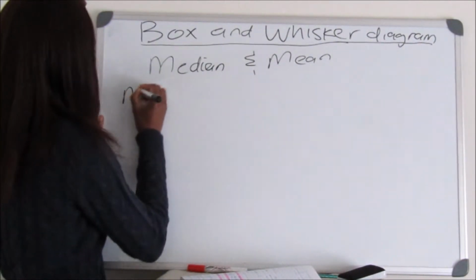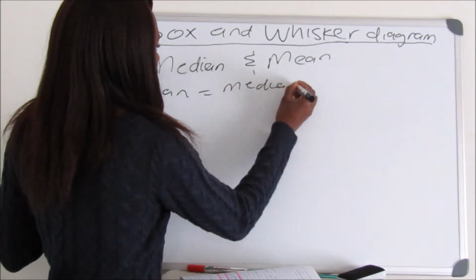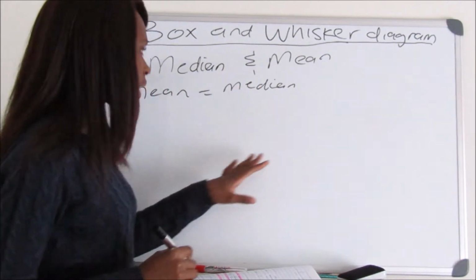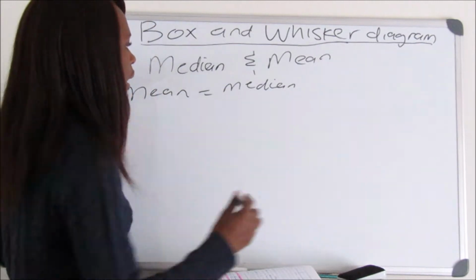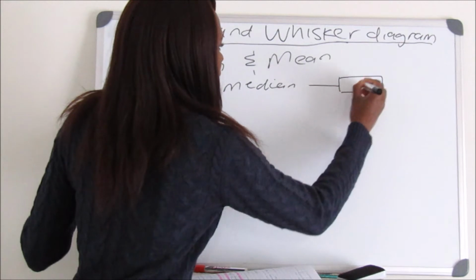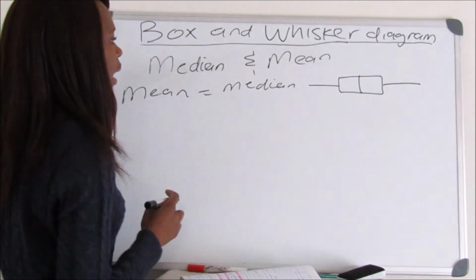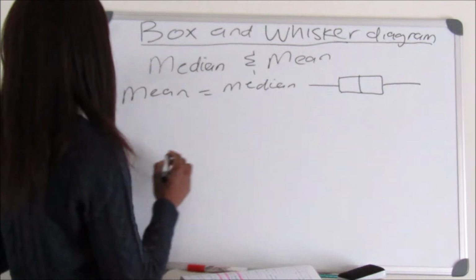So if your mean is equal to your median, then the box and whisker diagram is normally skewed. That means that it will be something like this. So that means that the mean and the median are equal. Then the graph is normally skewed.